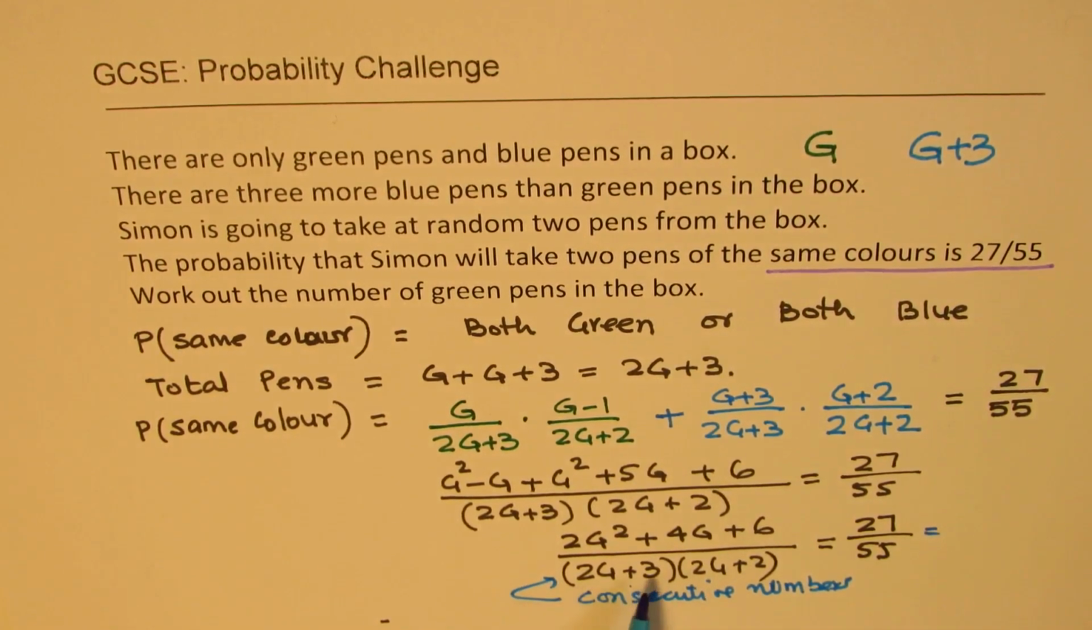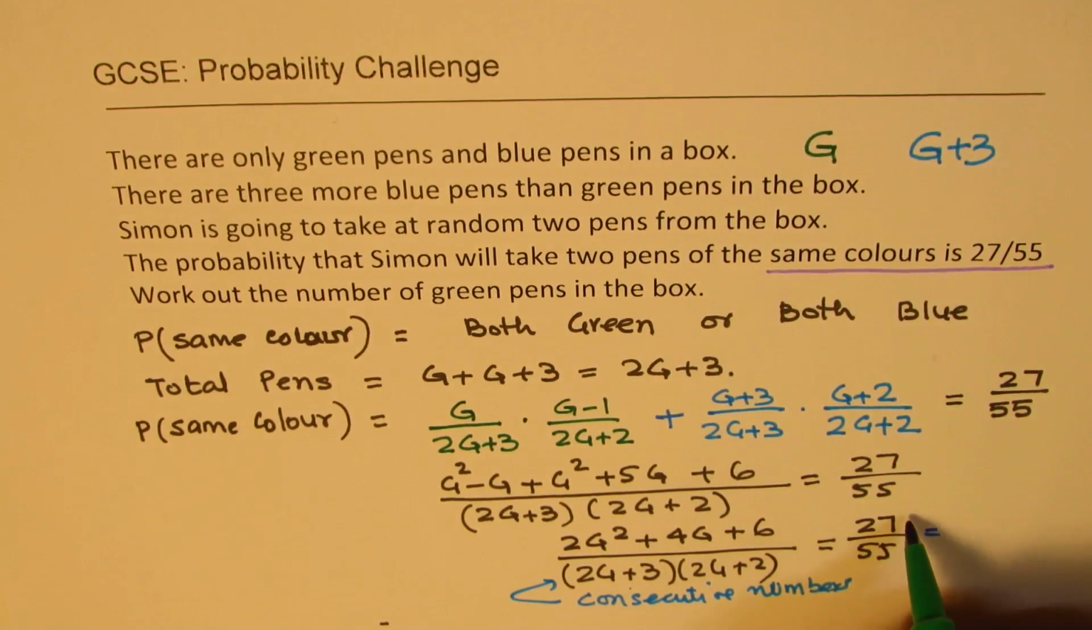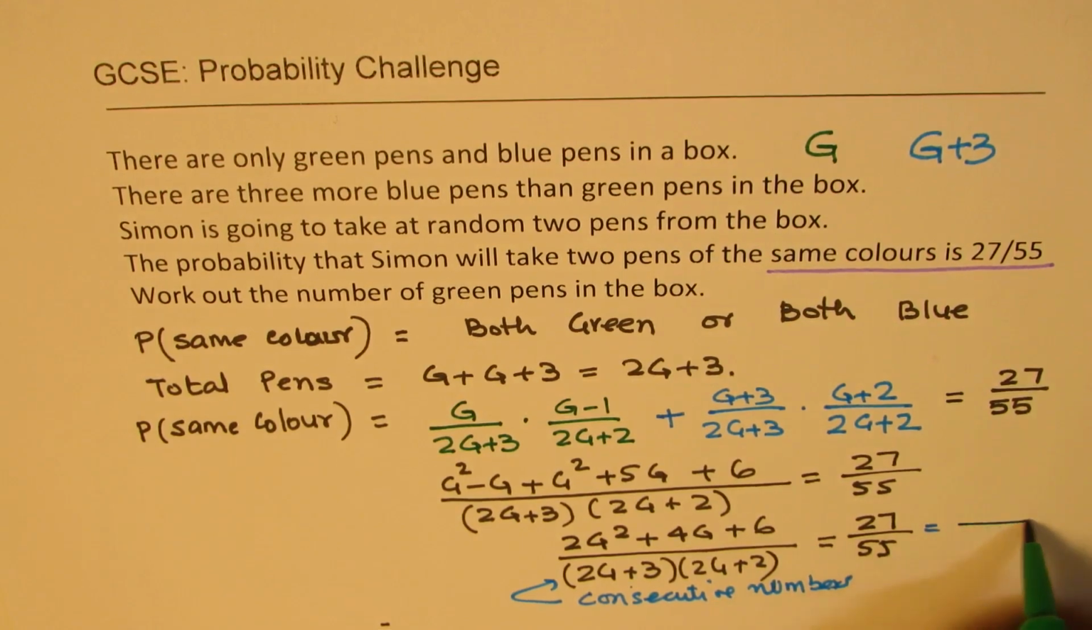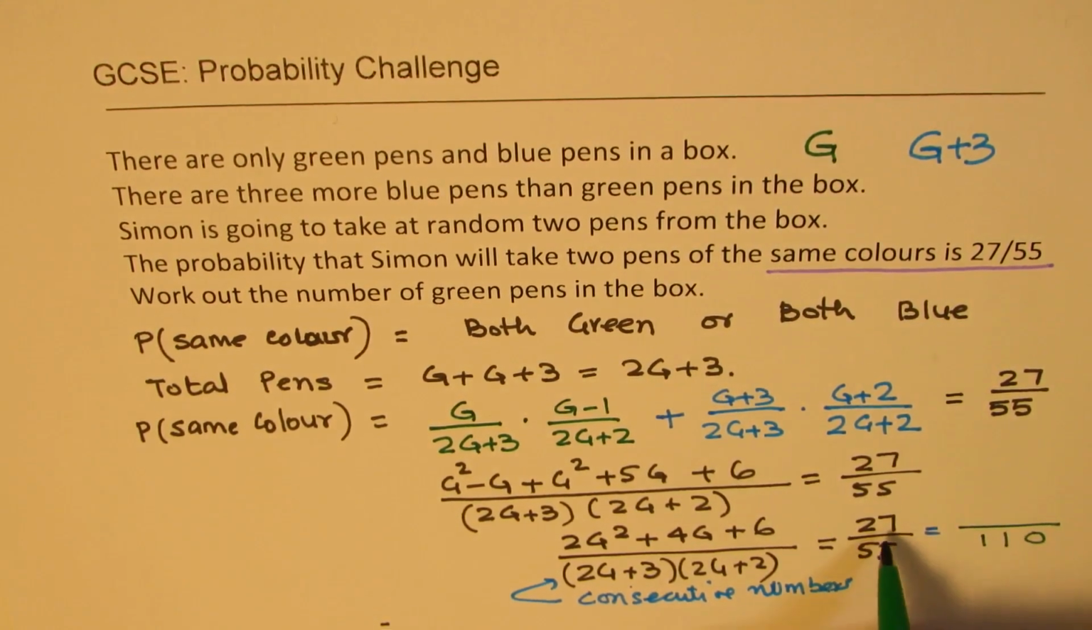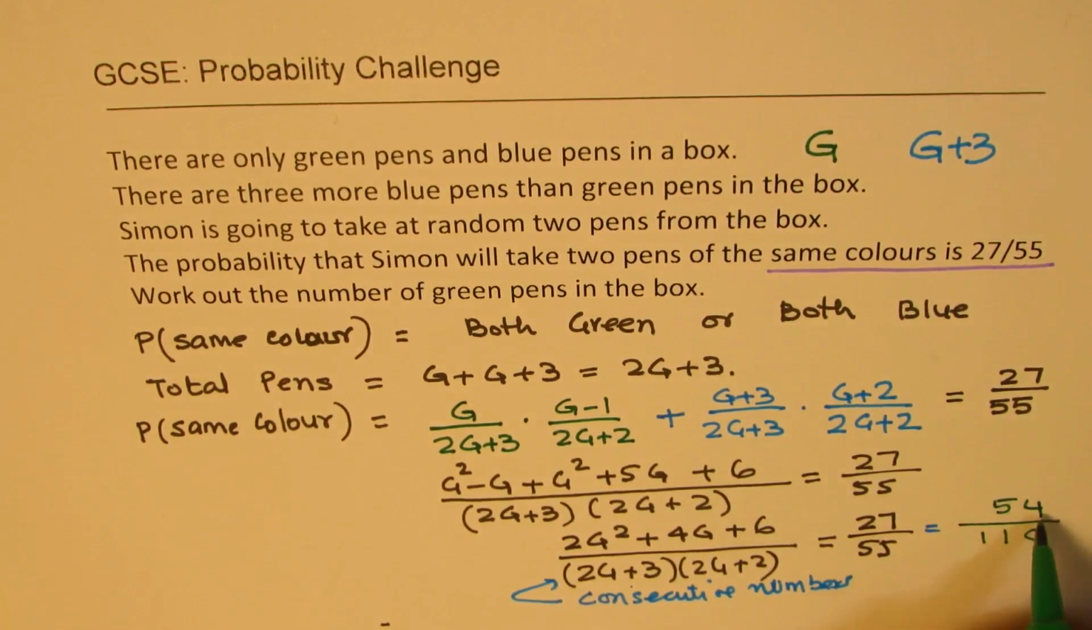Do you see that? 2g plus 3 and 2g plus 2 are two consecutive numbers, one after the other. 55 you cannot get as a product of two consecutive numbers. But if I multiply both by 2, then what do I get? 2 times 55 is 110 here. And multiplying 27 by 2, I get 54.